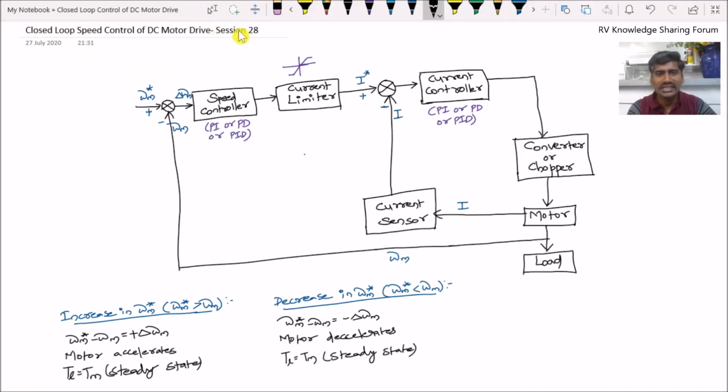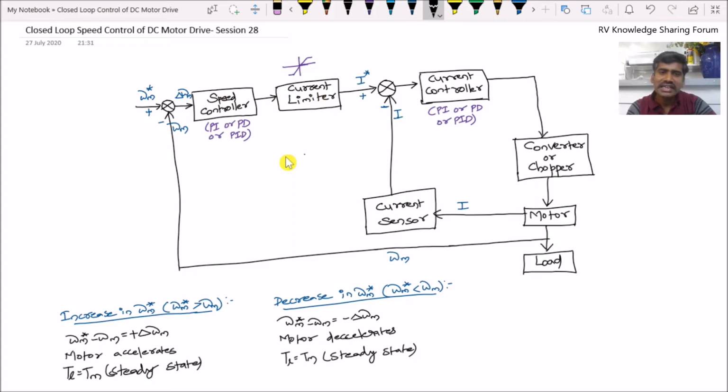In today's session 28 of electric drives and control, we are going to discuss closed loop speed control of DC motor drive. By means of this closed loop speed control of DC drive, we can achieve the desired speed using this closed loop scheme.